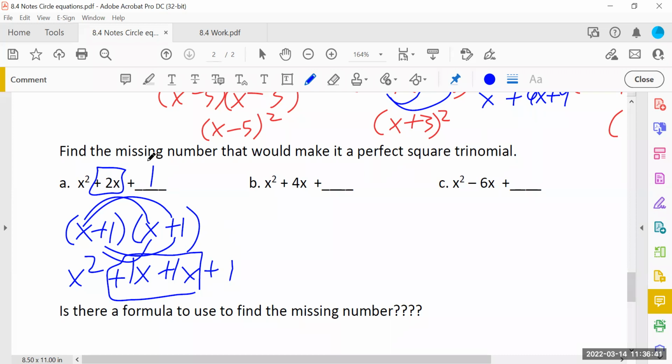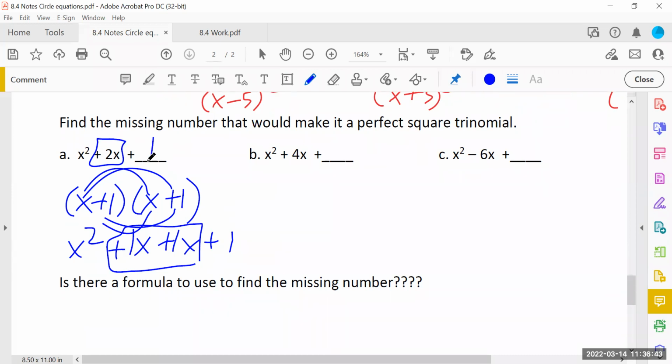There is a shortcut to this. For this format to work, take this number and divide it by 2. Class, what's 4 divided by 2? And then what's 2 squared? 2 times 2 is 4. That's the number I need right here. That way, this would be x plus 2 times x plus 2, or x plus 2 squared.